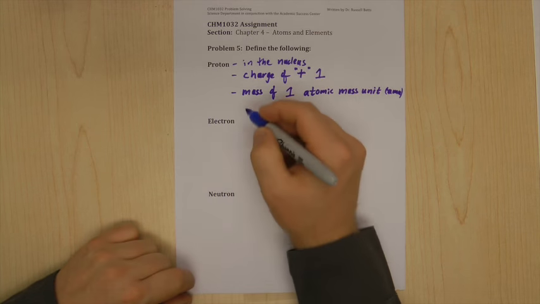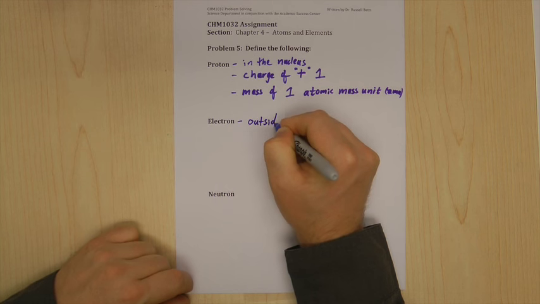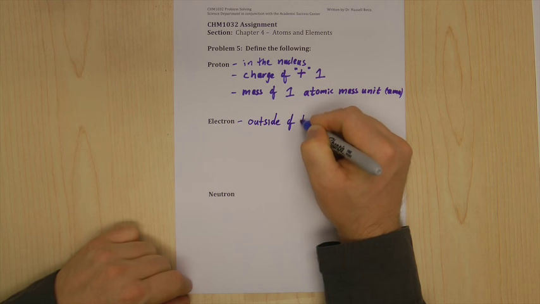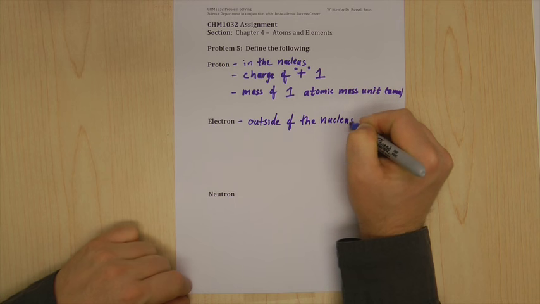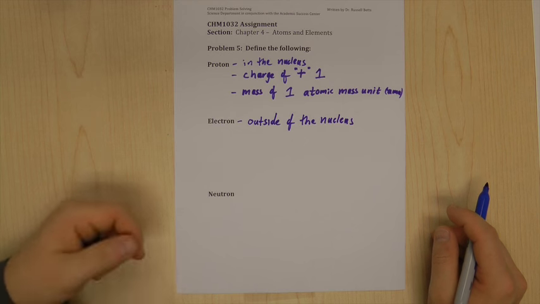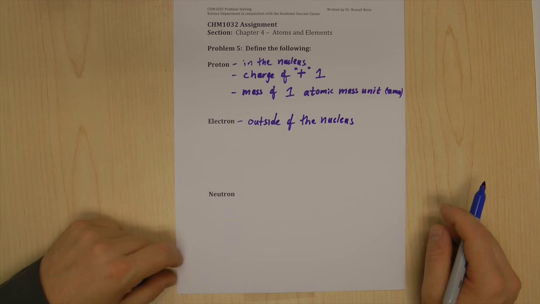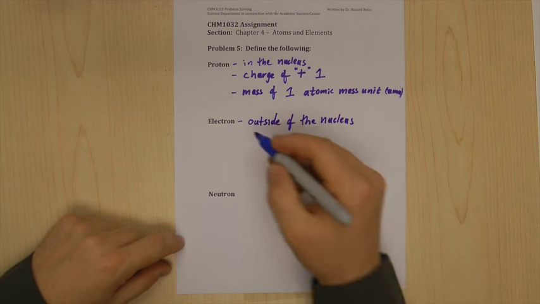Okay, an electron is outside of the nucleus. It's outside of the nucleus somewhere. We'll define ideas on how to figure out where they are later on in this chapter, but for now, just they're outside of the nucleus.